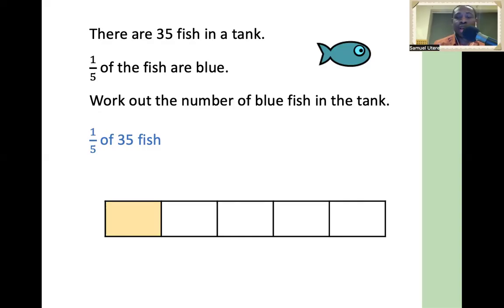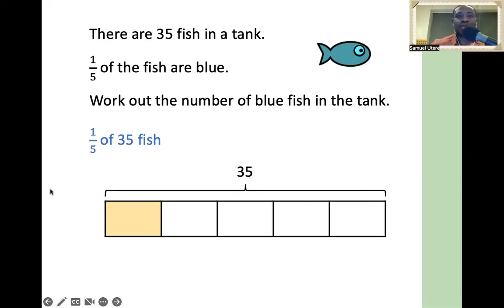So a calculation we could quickly do is 35 divided by 5 mentally, because 35 represents the whole. So in this case, there are 7 fish in each of the 5 parts. Okay, so there are 7 blue fish.